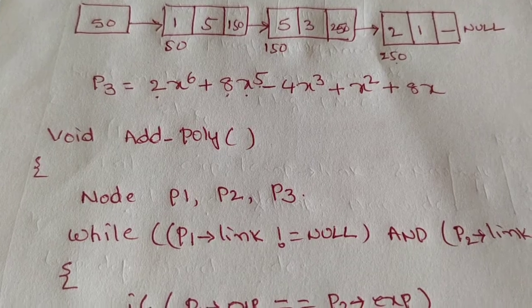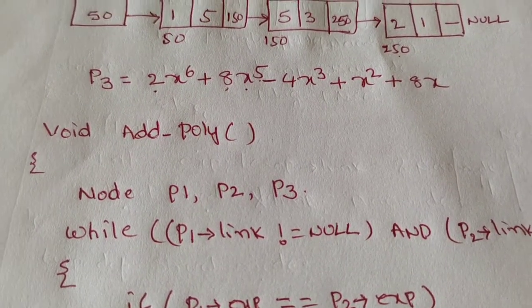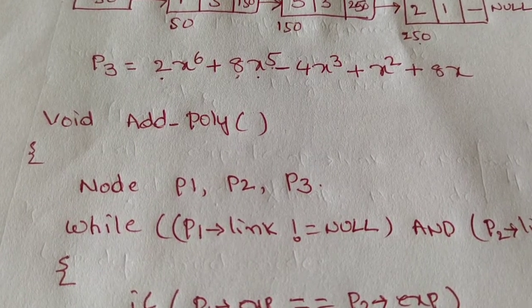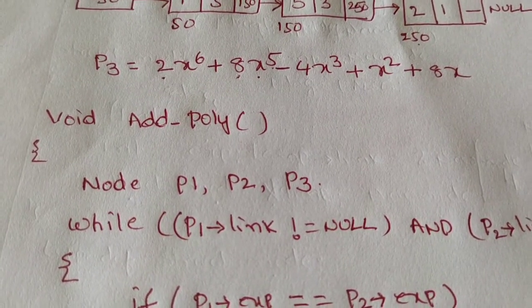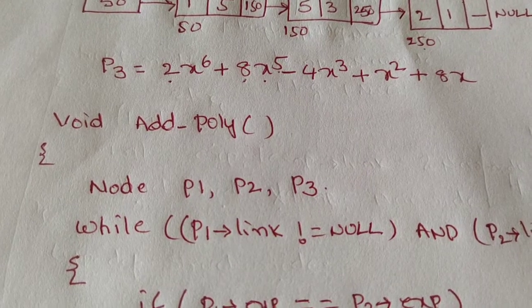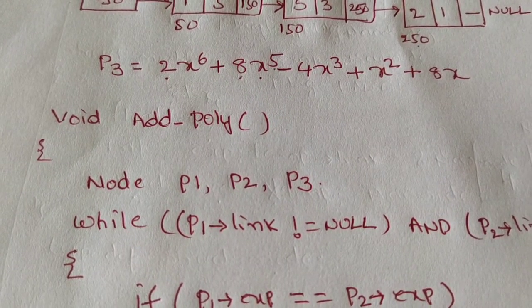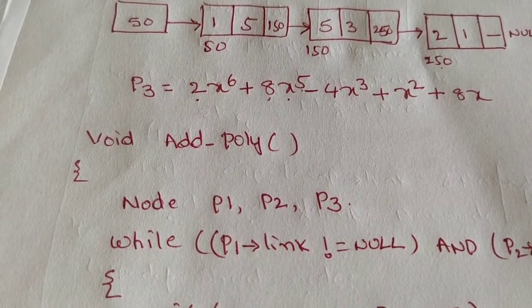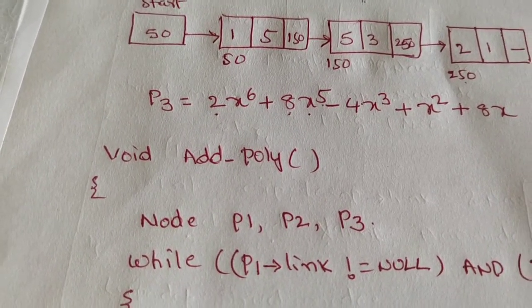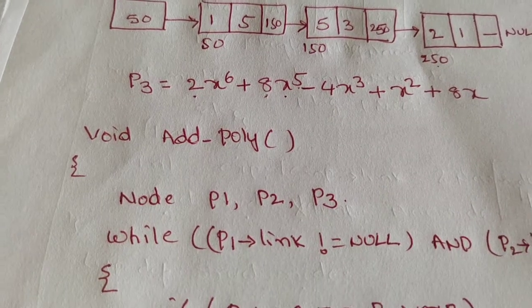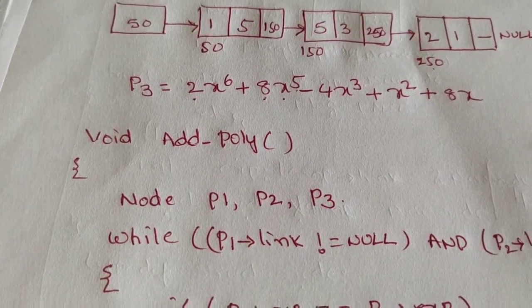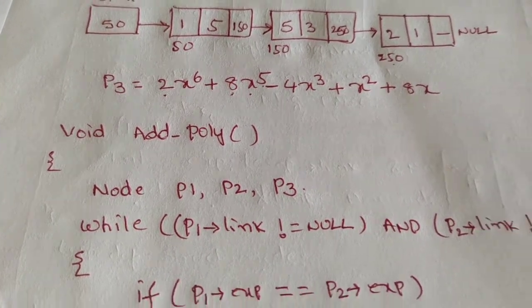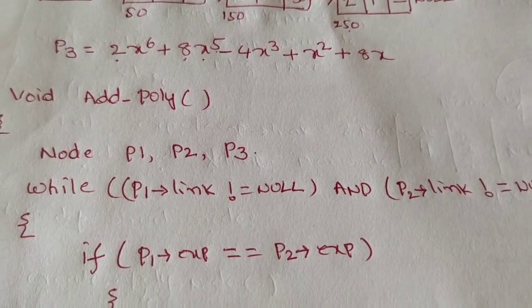Here I write void add poly, and I consider P1, P2 and P3 are the polynomials which are already created, and P1, P2 have the data. P3 is the empty list initially. Right? P1, P2 and P3 are the node type. So when I am adding the two polynomials, I start from the first node to the end of the node in the first polynomial and first node to the end of the node in the second polynomial.